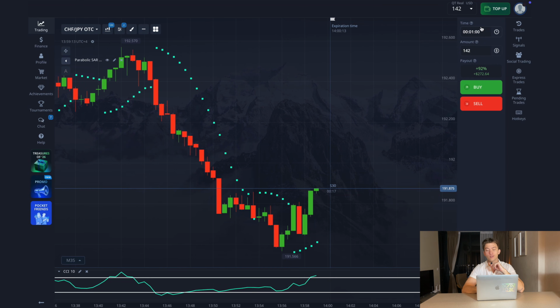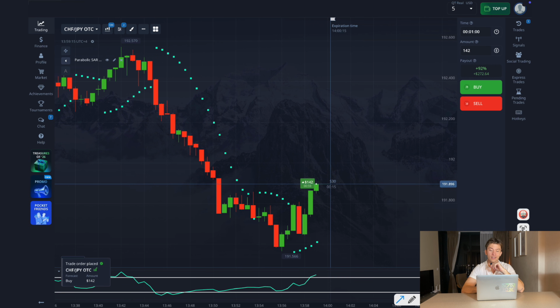The trading session opens with a calm and clear scenario. Expiration is 1 minute and I'm opening a buy trade for $142. Now let's break this strategy down step by step in the clearest way possible so the entry logic is immediately understandable.